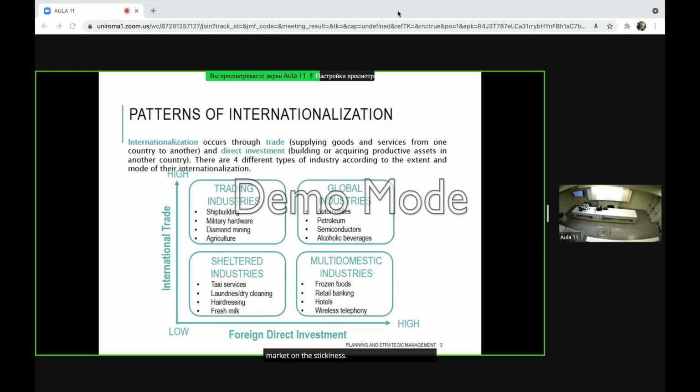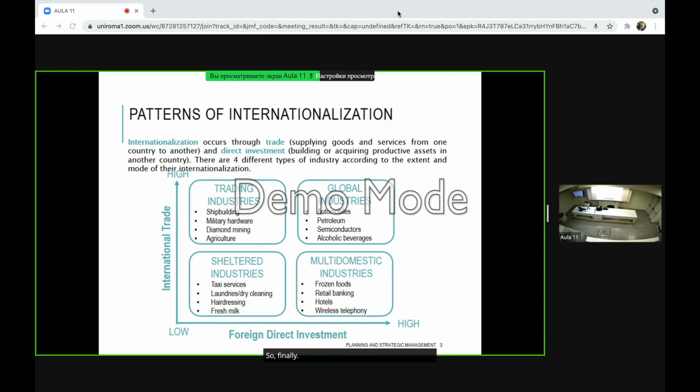Multi-domestic industries have a high level of foreign direct investment and a low level of international trade. This is because all these services are not tradable, for example, the service related to banks, or because customers' preferences are very differentiated across countries, as in the case of hotels.